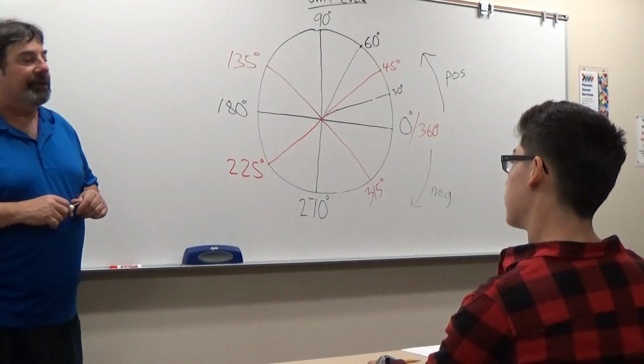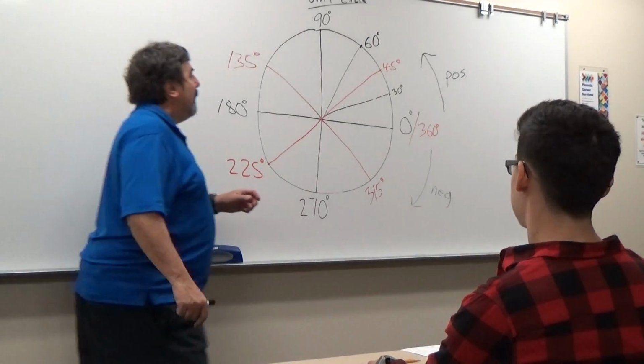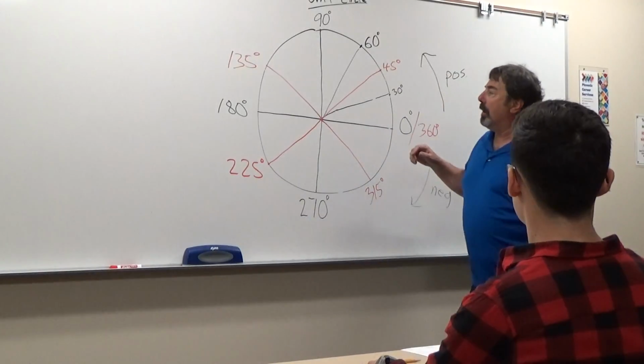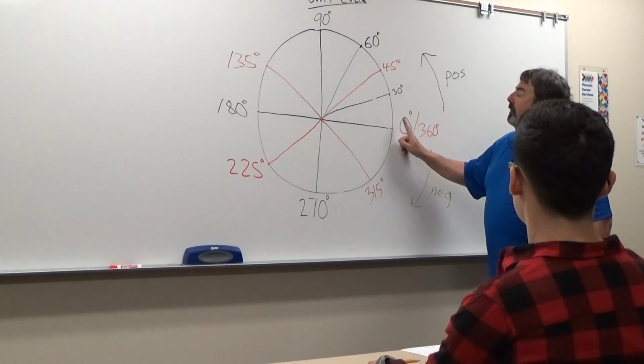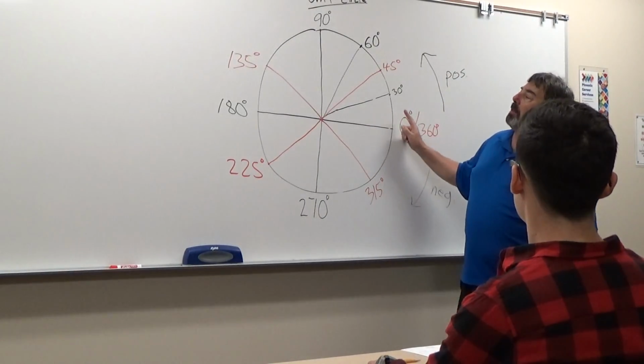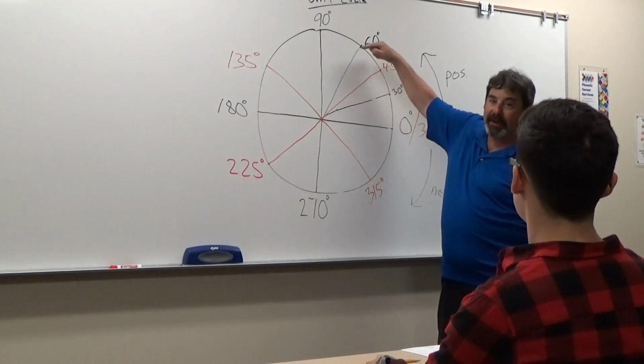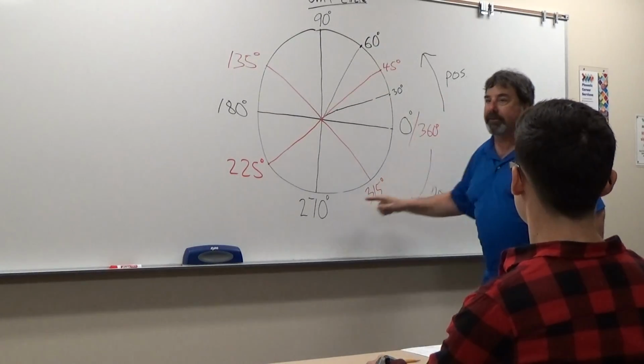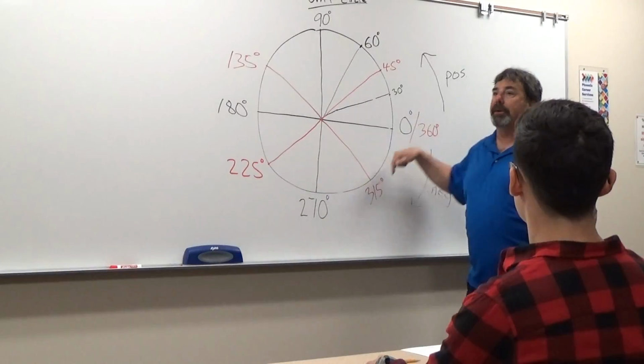Another thing we can do as far as measuring angles, to sum it up: in this direction from 0 degrees, the angles are positive, and when we go down this direction, clockwise, our angles are negative.